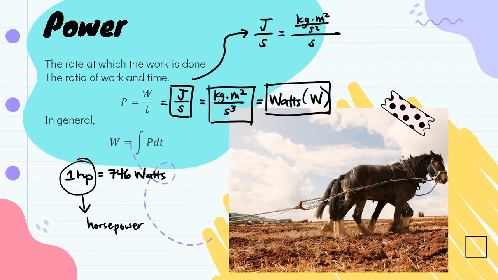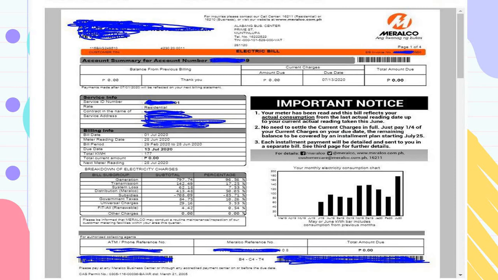Now, let's see how this relates to our consumption of electricity. So, in general, again, as mentioned in the previous slide, the formula for power originated from this formula. Work is equal to the integral of P dt. Alright, now, all of the electric companies use kilowatt hour as their unit for the energy consumption of a certain household. So let's write it down here.